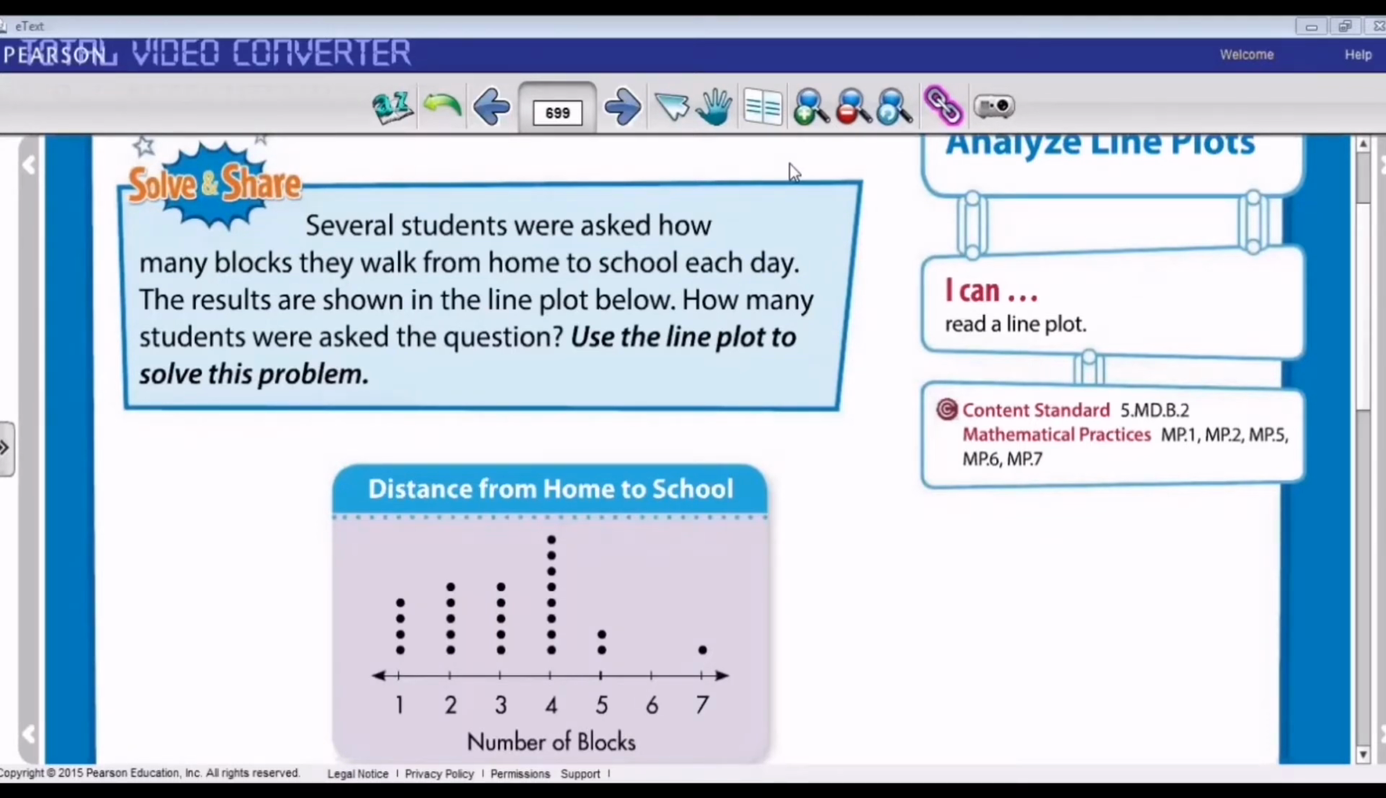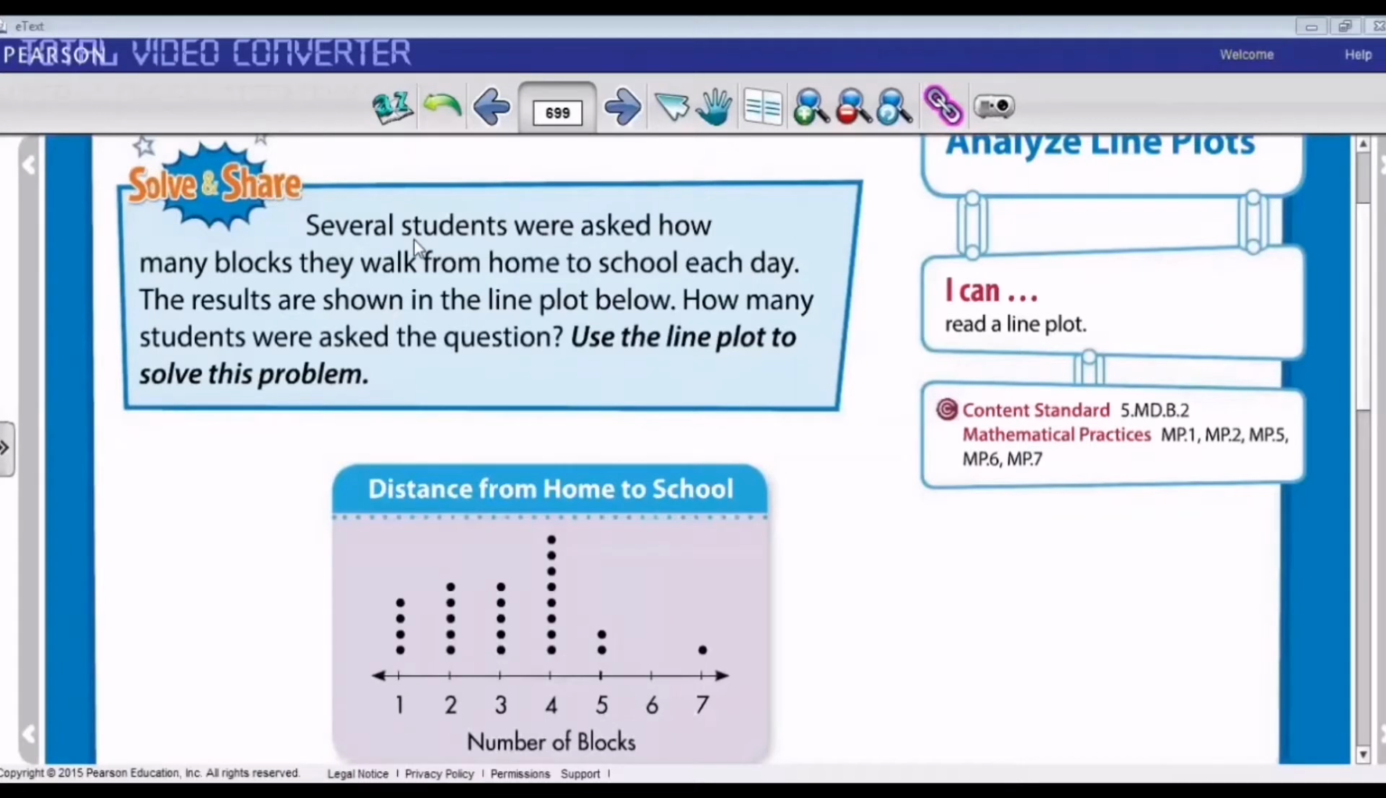So what do you know about line plots here? They show the spread of all that's on the line. After that, it's easy to identify the mode, and all line plots include a title and a horizontal line, with data displayed by use of X's. Starting with the first question: several students were asked how many blocks they walk from home to school each day. The results are shown in the line plot.